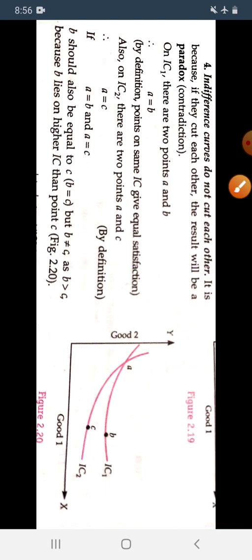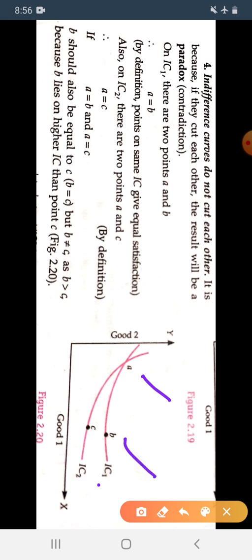Indifference curves do not cut each other because if they cut each other, the result will be a paradox. Paradox means there will be too much contradiction. On IC1 there are 2 points, A and B. See, the first IC1 is this. There are 2 points given, point A and point B, so that A equals B.